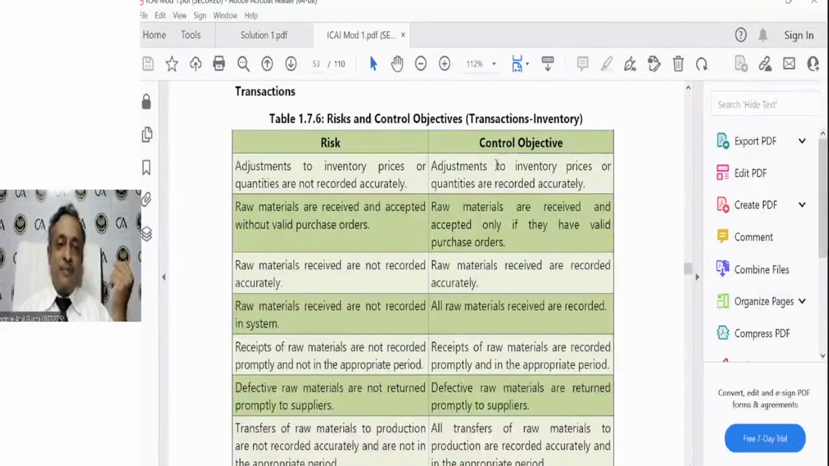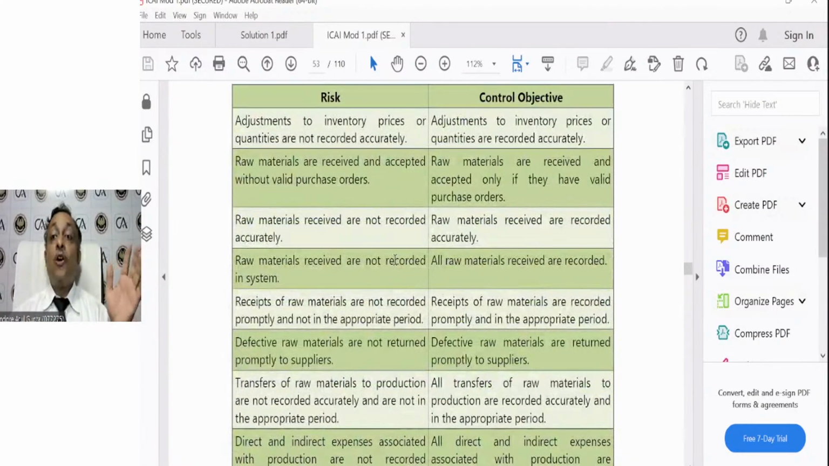Then transaction. Adjustment to inventory prices and quantities not recorded accurately, clerical, indicative of fraud, must do properly. Raw materials received, accepted without valid... Oh, this is an impossibility. Please understand what this is. You are receiving raw material without a purchase order. Now let us go deep into this query.